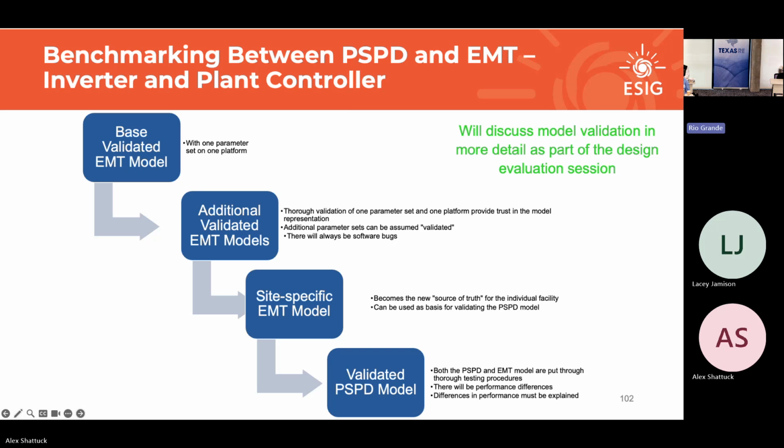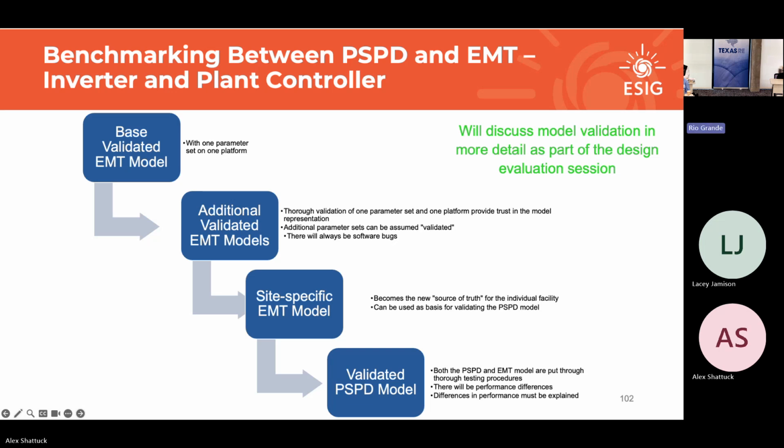That's our new basis. As we transpose this model into PSPD, we want to make sure that we're putting both those models, the PSPD and the EMT model, through the same exact tests, same test procedures, same test bench, same impedance, everything identical, and also matching the performance between both, mitigating errors, and things like that. So there may still be differences in performance.